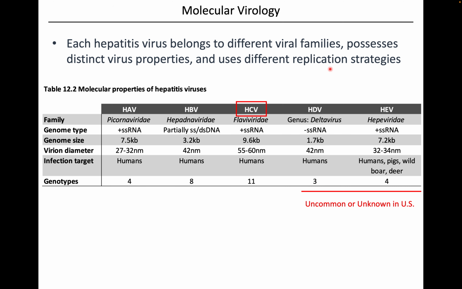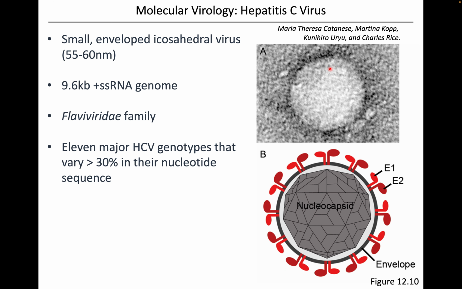Okay, so then that leaves us with hepatitis C, which, as I said, because of its positive single-stranded RNA genome, is going to have a lot of similarities to hepatitis A. I think that's probably a relief at this point, right? Because hepatitis A wasn't too bad. This one is going to be enveloped, another icosahedral virus.